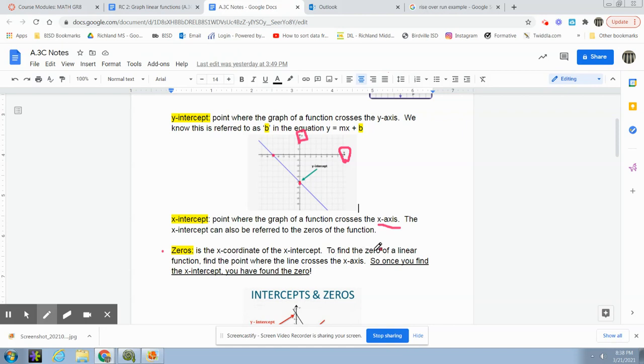And to find the zero of a linear function, find the point where the line crosses the x-axis, right here. And we can see it crosses at -5. So once you find the x-intercept, you have also found the zero. It's the same thing.